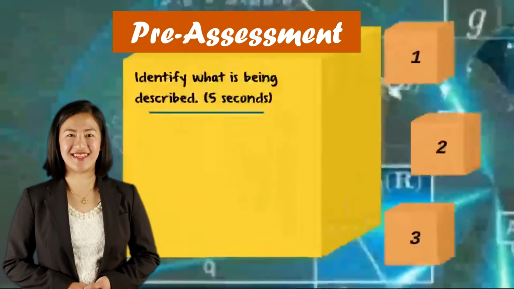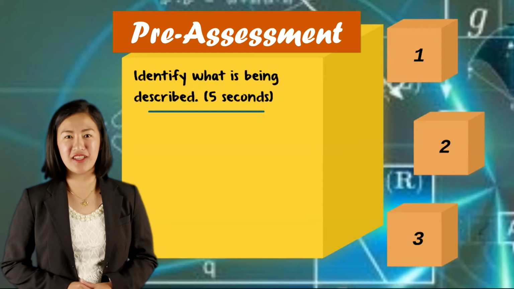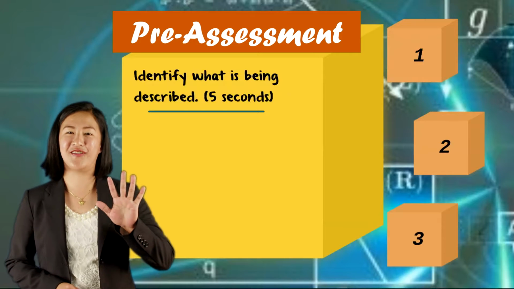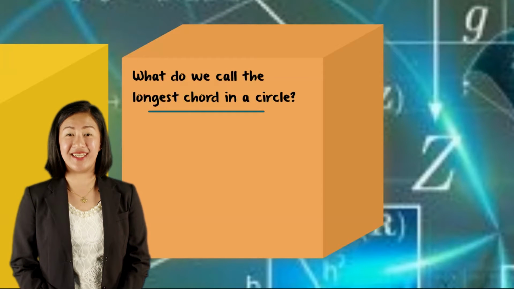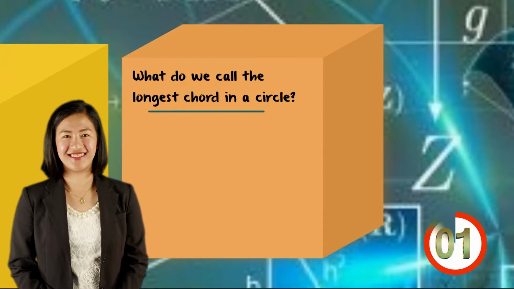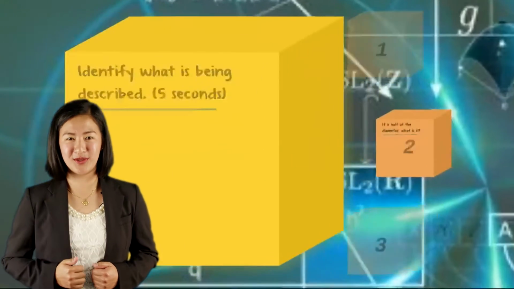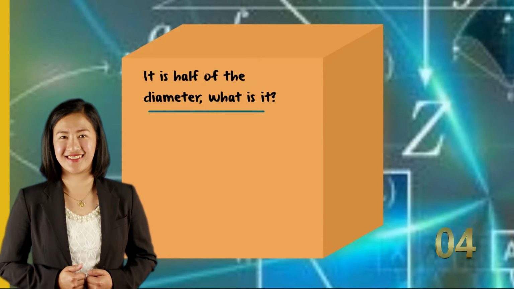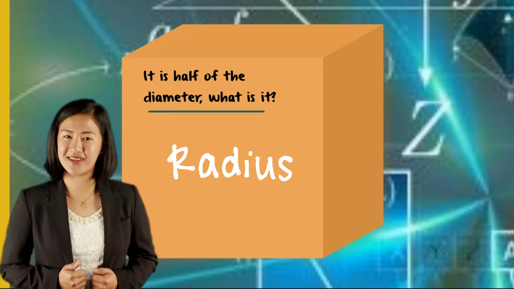Before we are going to start our discussion, let us check how much you already know about circles and polygons. Identify what is being described in the following. You are given 5 seconds to think of an answer. Number 1. What do we call the longest chord in a circle? If your answer is diameter, you are right. Number 2, it is half of the diameter. What is it? The correct answer is radius.